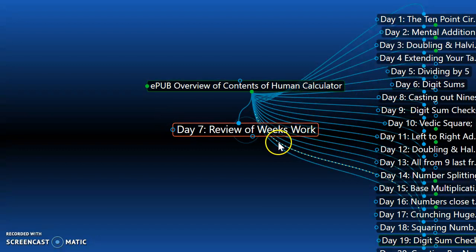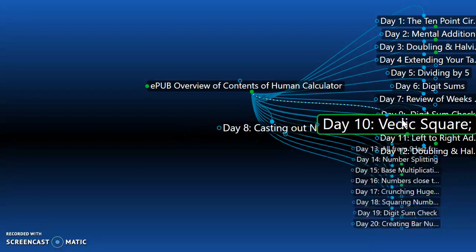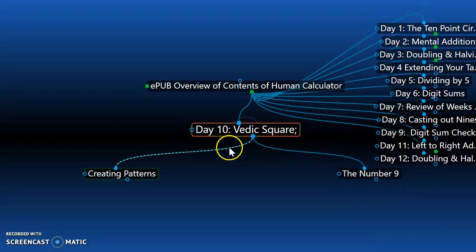Again, day 7, at the end of that week, you review the work that you've done. Day 8, you learn a new technique, casting out nines. This will enable you to check the accuracy of your mental addition of long columns of numbers. Day 10, you learn about the Vedic Square, which will enable you to generate creative patterns, original creative patterns, and how to use the number 9 to do rapid calculation.